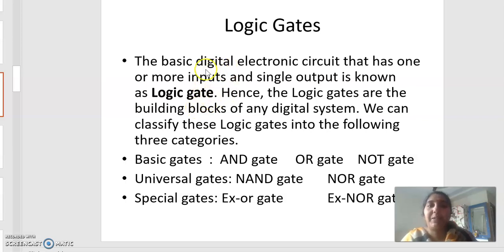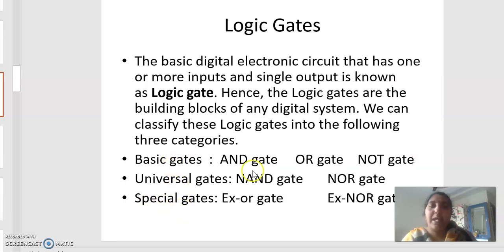A logic gate is a basic digital electronic circuit which has one or more inputs and a single output. The logic gates are the building blocks of any digital system. We can classify the logic gates into three categories: basic gates, universal gates, and special gates.